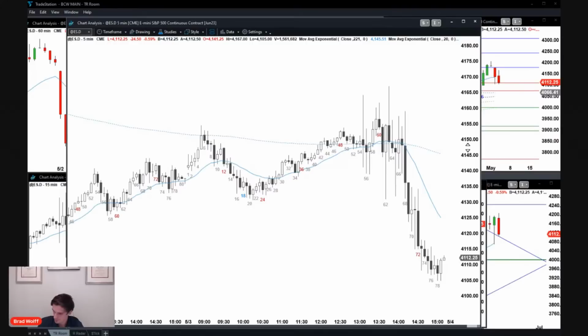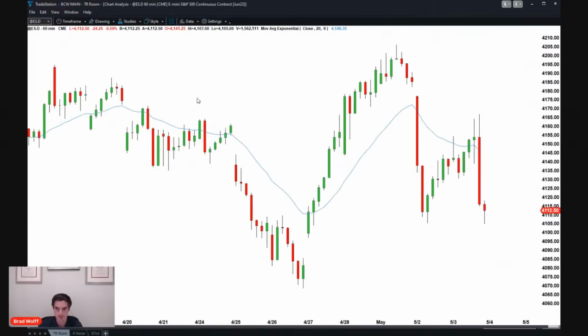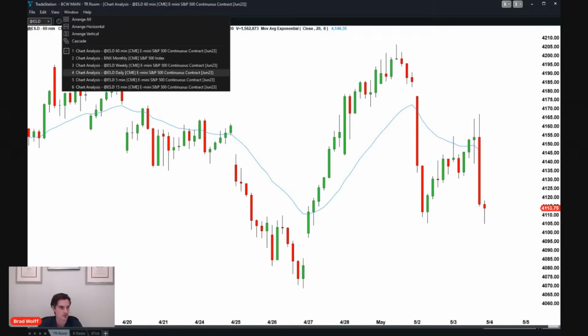Well, we got a second leg down from yesterday's large sell-off. Let's take a look at the 60-minute chart. We had a big sell-off yesterday and a fairly deep pullback. And today it was a bear flag, and we got a second leg down following the big sell-off.